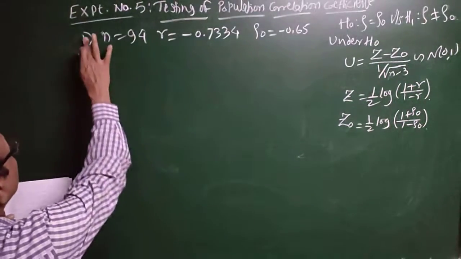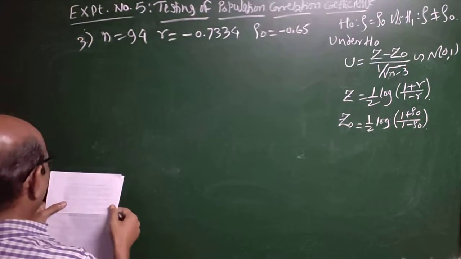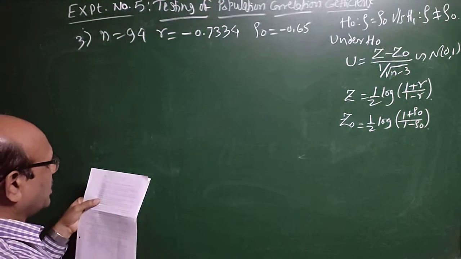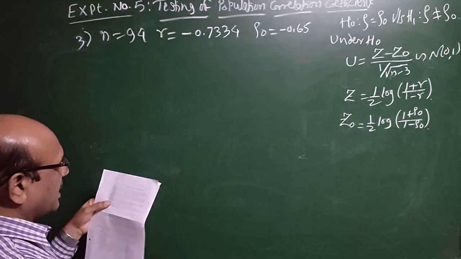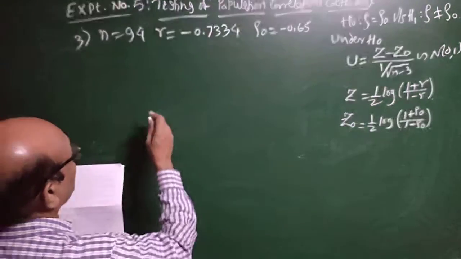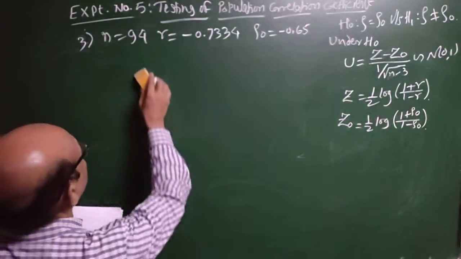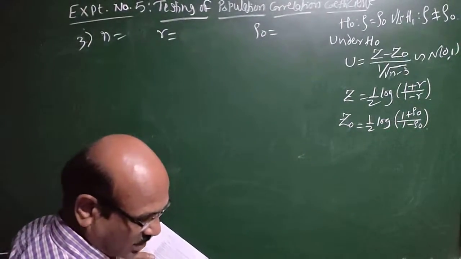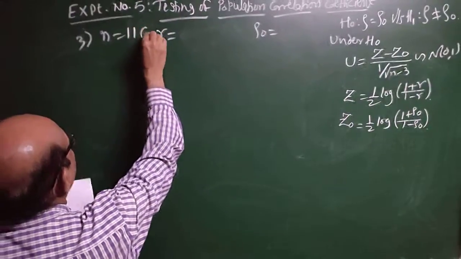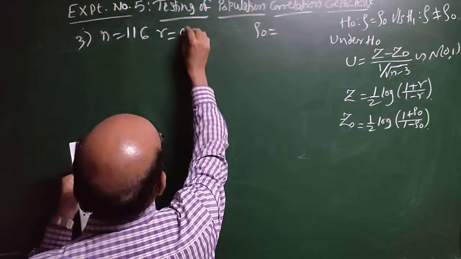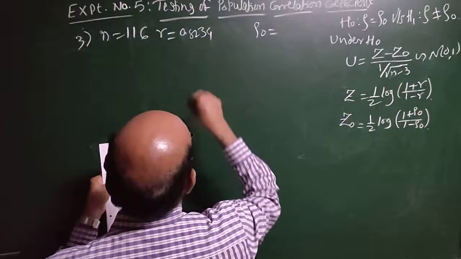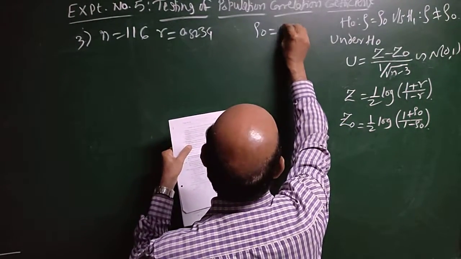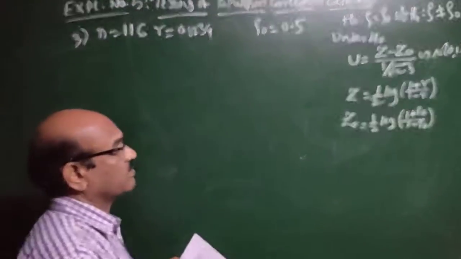Question number 3. In question number 3, what is given? The correlation coefficient is 0.8234, calculated on the basis of a sample of size 116. Total sample size is 116, correlation is given as 0.8234 and the rho naught value. Test whether the population correlation coefficient is 0.5 or not. That you have to test.